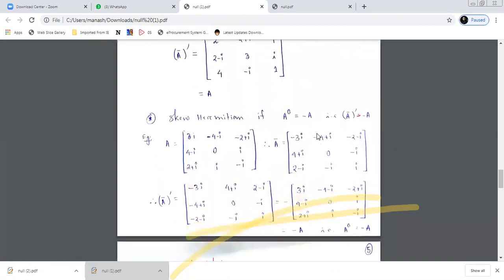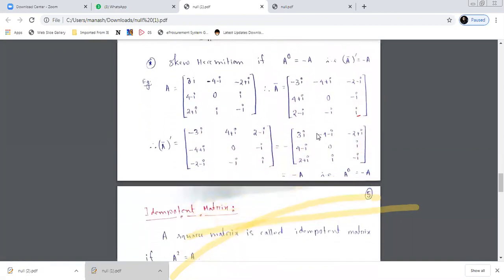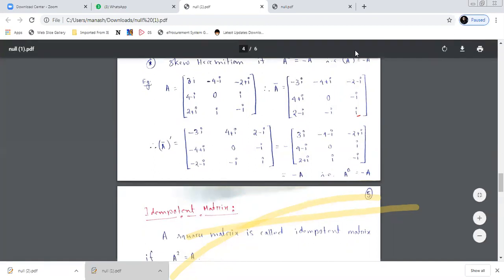Now it is a skew Hermitian matrix. Okay, skew Hermitian matrix, same as in the case of skew symmetric. In case of skew symmetric, it is what? A dash equal to minus A. So what is skew Hermitian? A theta equal to minus A, where A theta means what? A bar whole dash. Okay, A bar whole dash equal to what? Minus A. See here now.